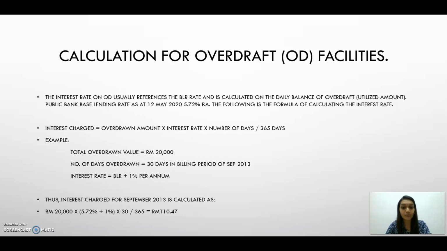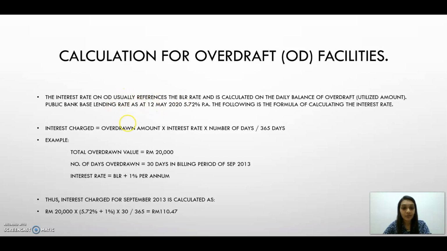There are not many people who know about the calculations for the overdraft. So the interest rate on overdraft usually references the base lending rate and is calculated on the daily balance of overdraft, which is the utilized amount. Public Bank base lending rate as of 12th May 2020 is 5.72% per annum.